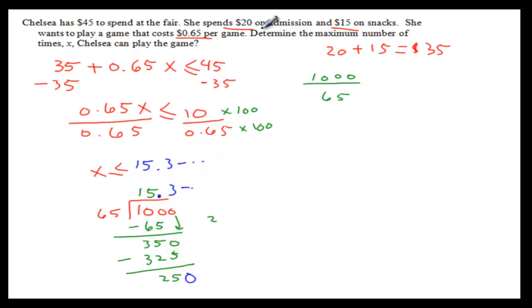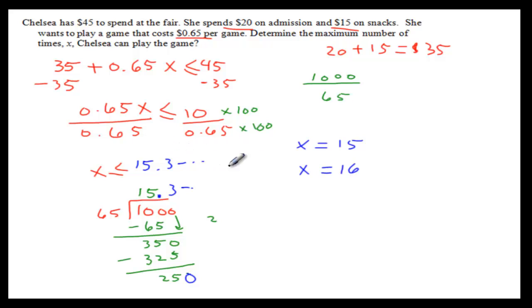Let's go back to the question. Determine the maximum number of times Chelsea can play the game. So you have 15.3 games. Of course, she cannot play a part of a game. She has to play either 15 or 16. So have either x equals 15 or x equals 16.